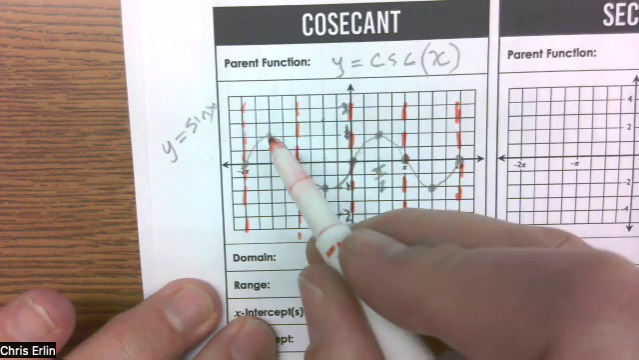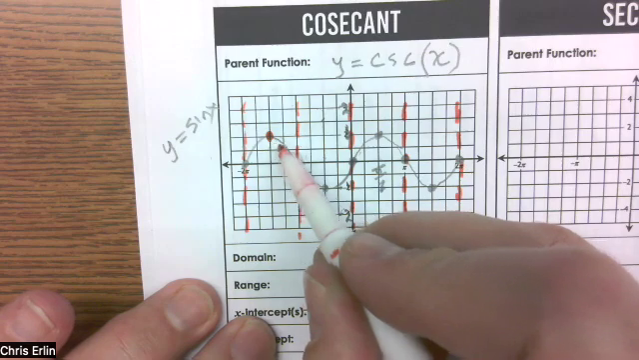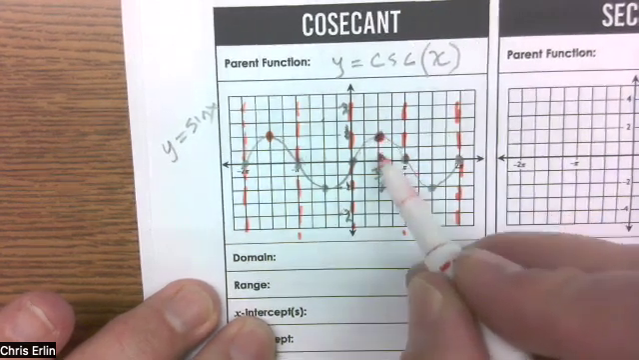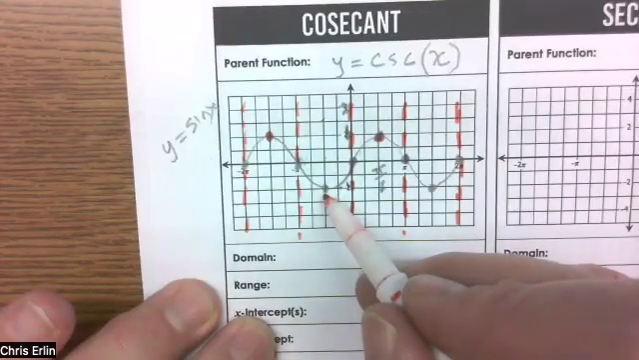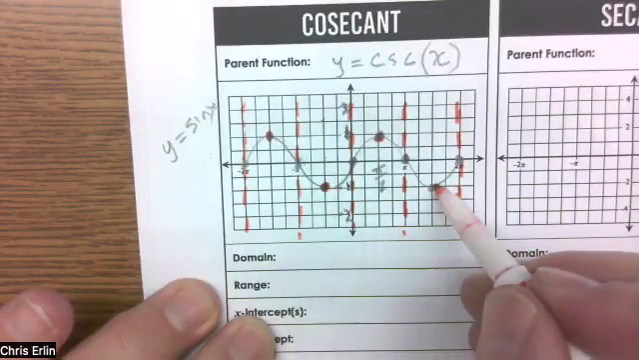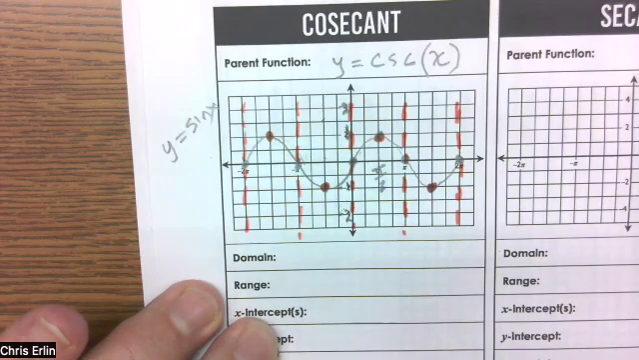Okay, what's the y value of this coordinate here? It's 1, right? What's the reciprocal of 1? Also 1. So those points stay the same for the new function. Cosecant and sine share those points. What's the reciprocal of -1? -1. So cosecant and sine share those points.